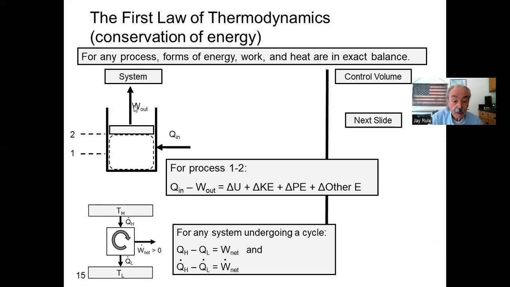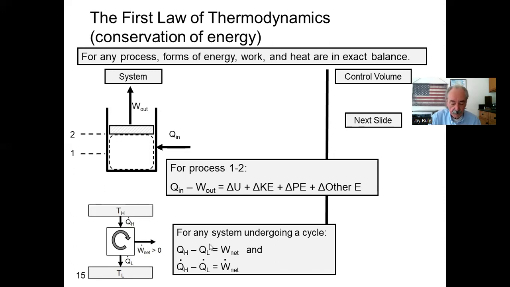So what's the first law for a closed system? You should know this off the top of your head. Q dot in minus W dot out equals the change in internal energy, delta U, plus change in kinetic energy, plus change in potential energy, plus change in other energies that we really didn't address in the class. The statement of the first law for a closed system.